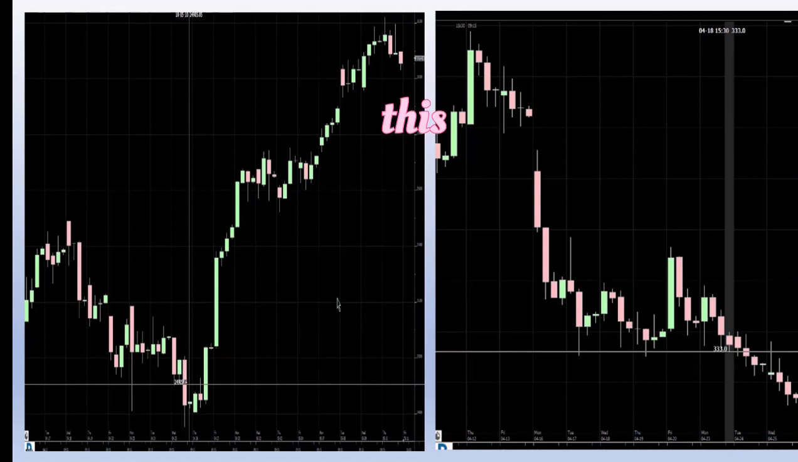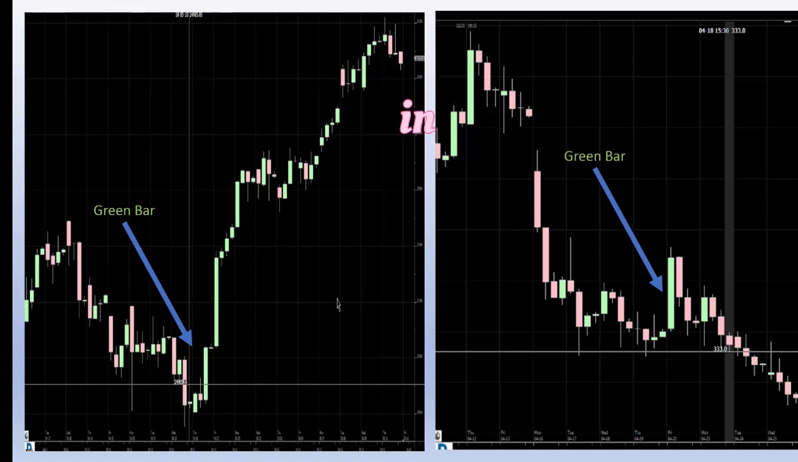So this is what has happened to those same two charts after that big green bar showed up. This is that green bar which was highlighted in the previous slide, and you can see the instrument on the left continued going up. The instrument on the right, with that same kind of green bar, continued going down.